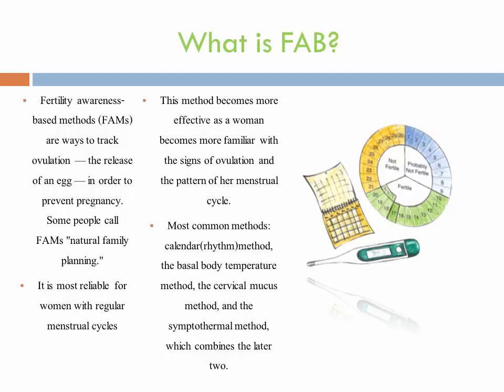It is most reliable for women with regular menstrual cycles. This method becomes more effective as a woman becomes more familiar with the signs of ovulation and the pattern of her menstrual cycle. The most common methods are the calendar rhythm method, the basal body temperature method, the cervical mucus method, and the symptothermal method, which combines the latter two.